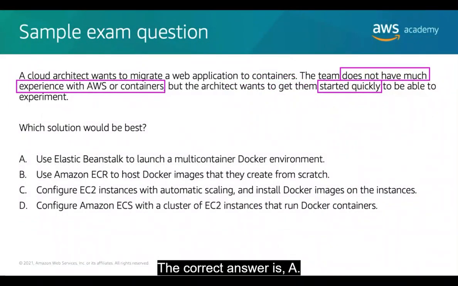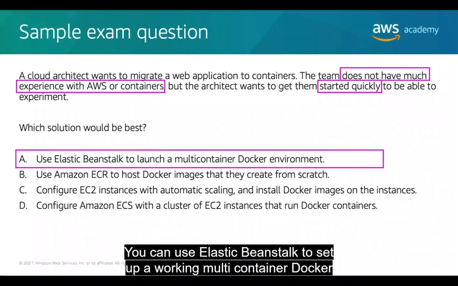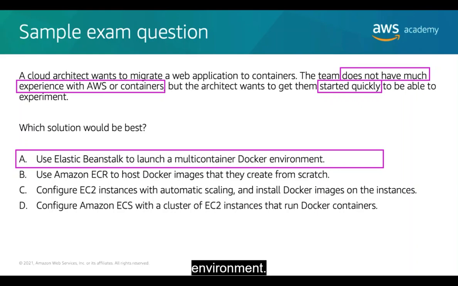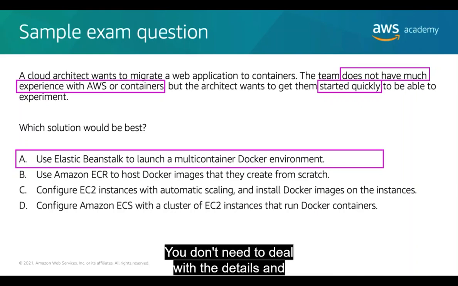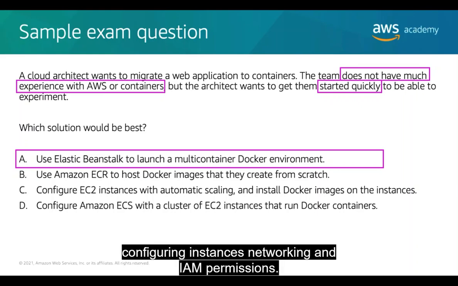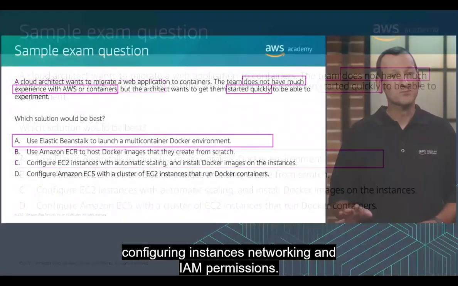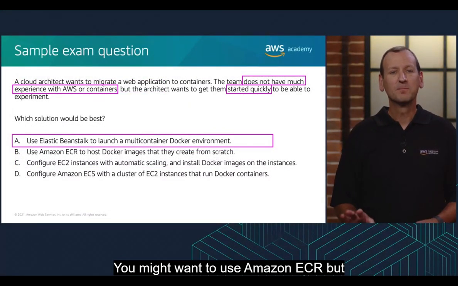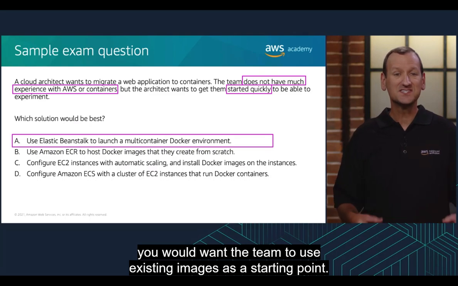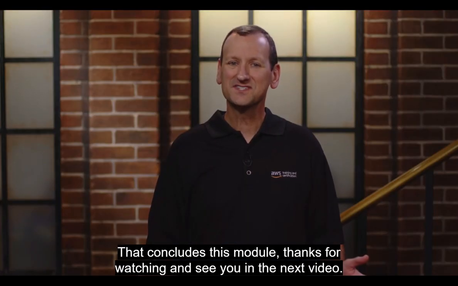The correct answer is A. You can use Elastic Beanstalk to set up a working multi-container Docker environment. You don't need to deal with the details of configuring instances, networking, and IAM permissions. You might want to use Amazon ECR, but you would want the team to use existing images as a starting point. That concludes this module.